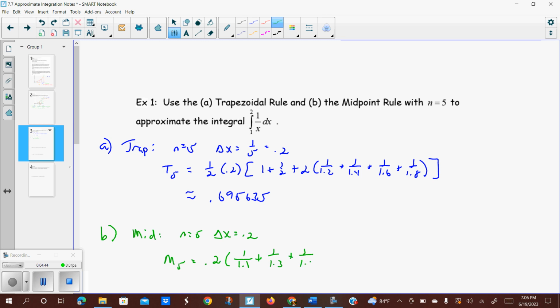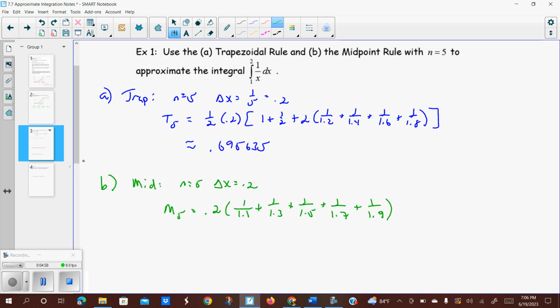So 1 over 1.5, 1 over 1.7, and the last one, 1 over 1.9. That would give us 5 rectangles. Then we would plug all that stuff into our calculator, and voila, we would get the approximation for the midpoint is 0.691908. As you can see, both of those approximations are relatively close to each other. And that literally is all there is to doing the approximations.